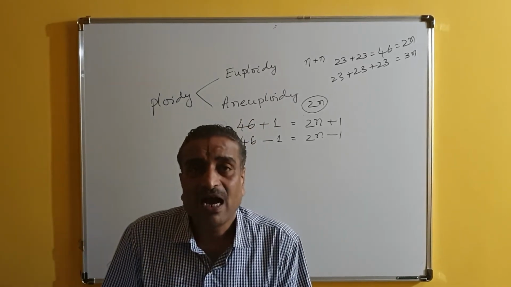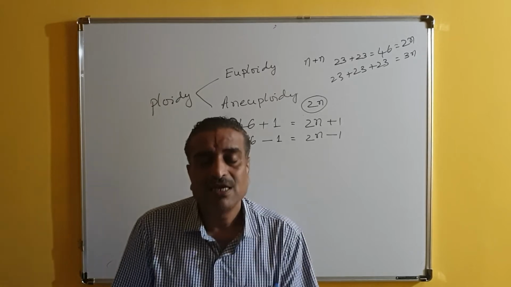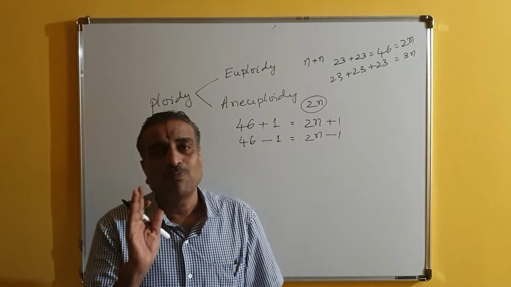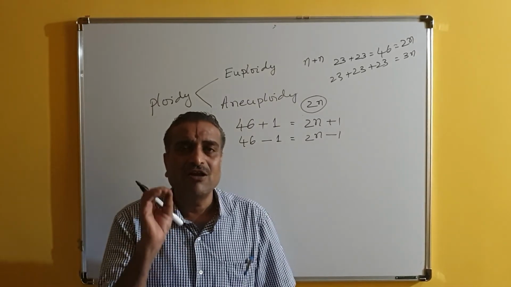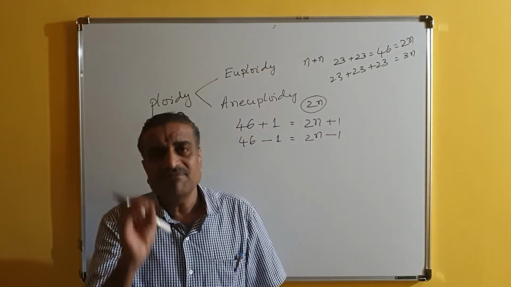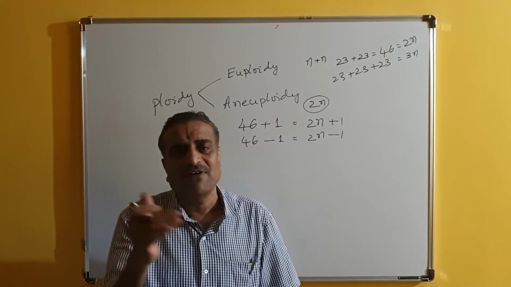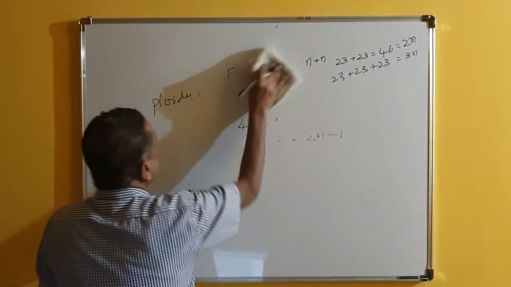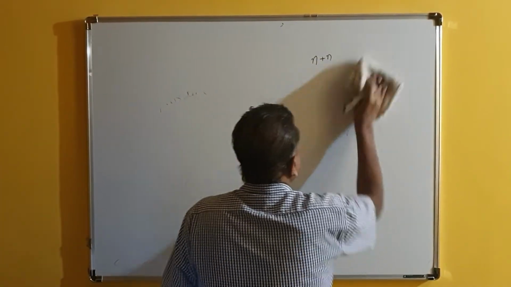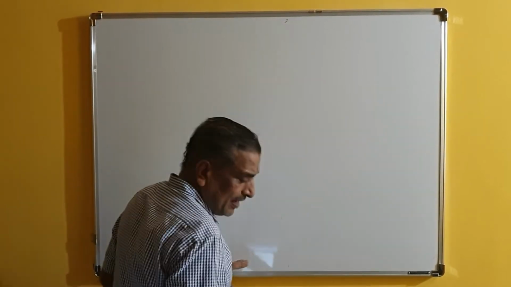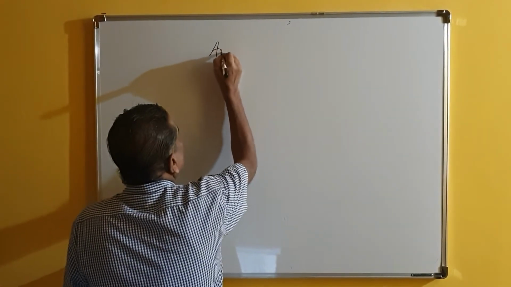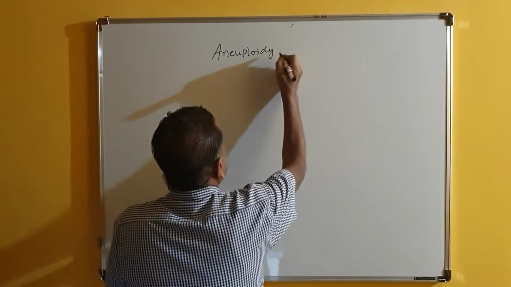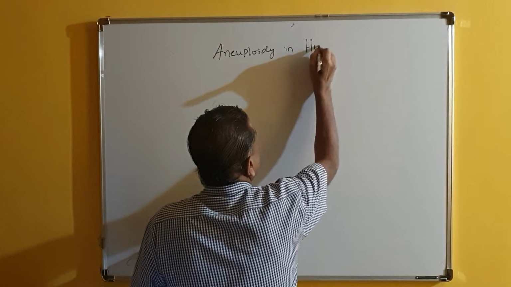We are studying aneuploidy in human beings. So what happens in human beings about aneuploidy? Let us discuss now. Aneuploidy stands for the addition or deletion of part of the set of the chromosomes, or part of the ploidy. So let us start studying what is aneuploidy now. Aneuploidy in humans.